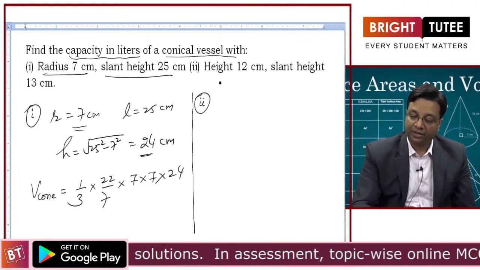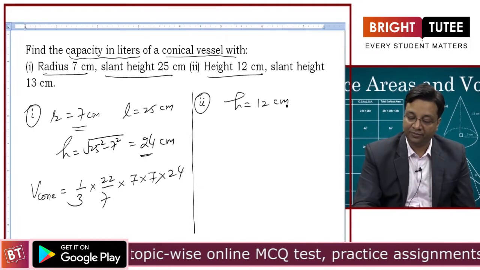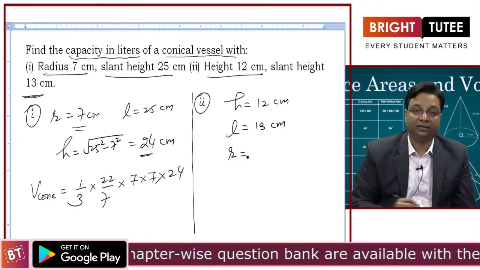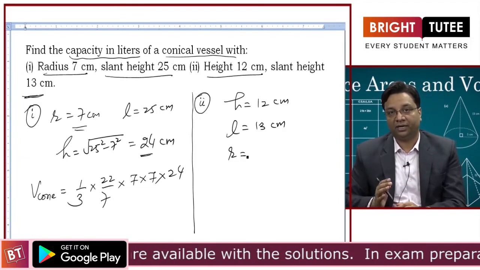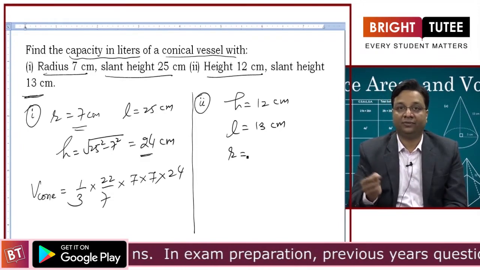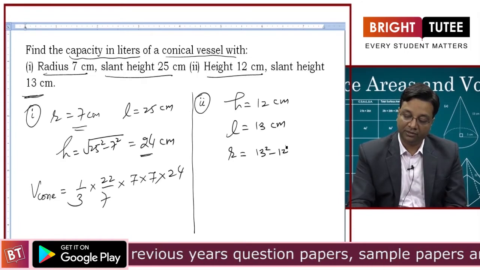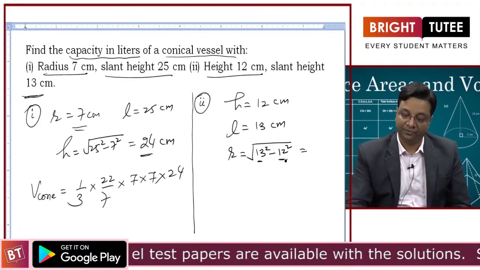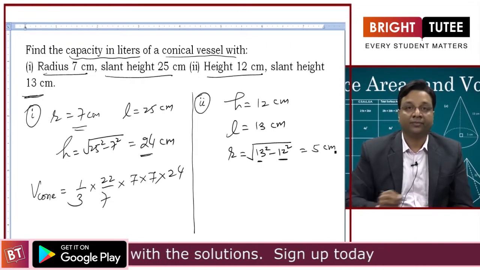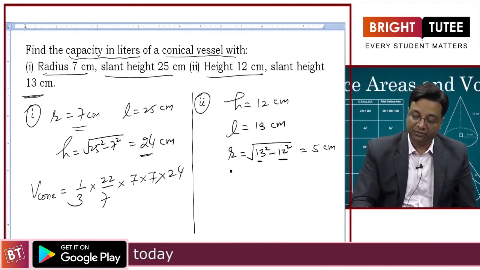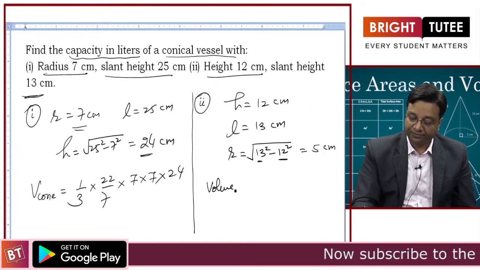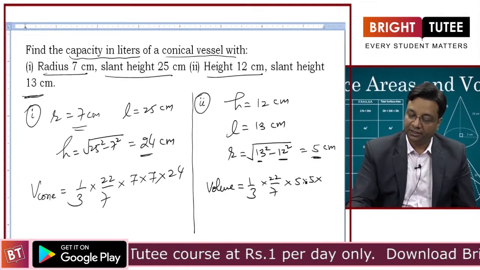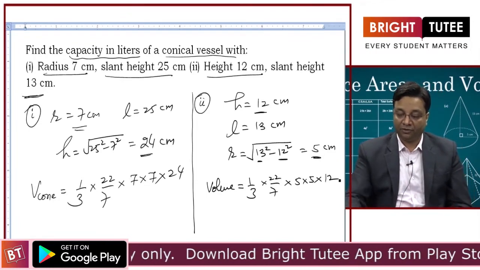So, second part here, height is given, so h is equal to 12 centimeter, slant height is given. So, l is given as 13 centimeter. Now, r has to be obtained. Some of you who know the Pythagorean triplets know that the third side will be 5 centimeter. Otherwise, you can calculate it. Square root of 13 square minus 12 square. So, this will be 169, this will be 144, and the difference will be 25. Square root of 25 is 5 centimeter. Okay. Now that you have all the dimensions, the volume will be 1 by 3 pi r square into height. So, this will be the volume this time.